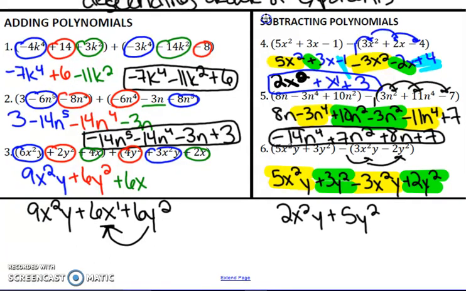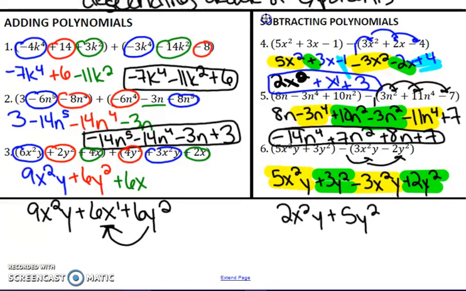Now for this one, again, we want to make sure we're alphabetical order and descending. Well, x comes before y in the alphabet, so my x's need to come first, and they do. I have 2x squared first. Please make sure when you do these.